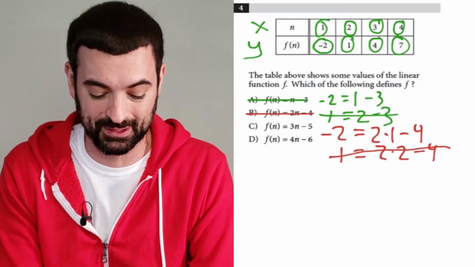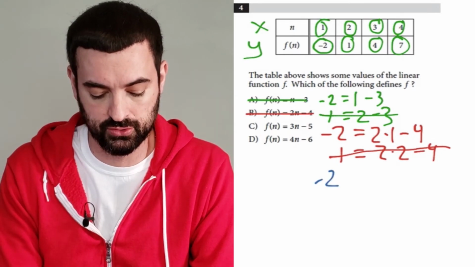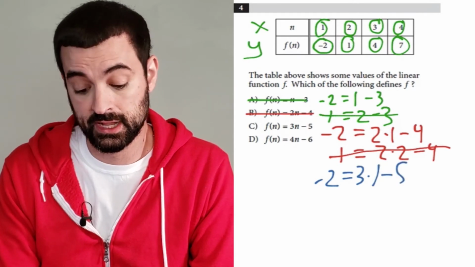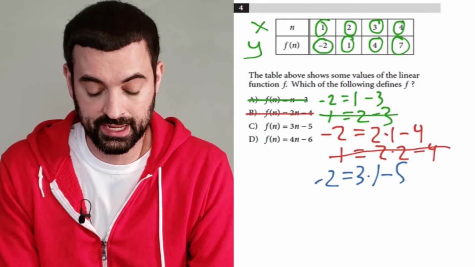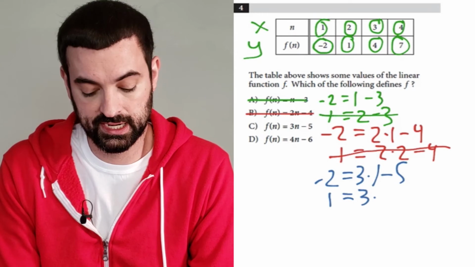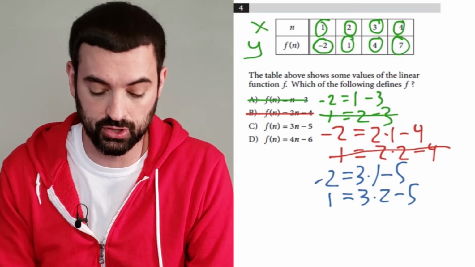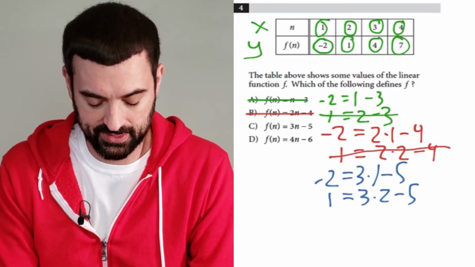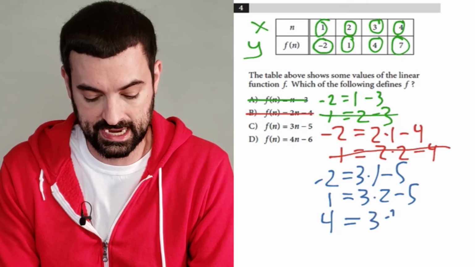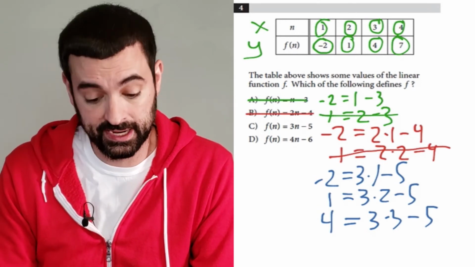I'm going to start speeding this up a little bit because now you should have the hang of it. Is it true that negative 2 equals 3 times 1 minus 5? 3 minus 5 is negative 2. That's good. Is it true that 1 equals 3 times 2 minus 5? 3 times 2 is 6, minus 5 is 1. Good. Is it true that 4 equals 3 times 3 minus 5? 3 times 3 is 9, minus 5 is 4.